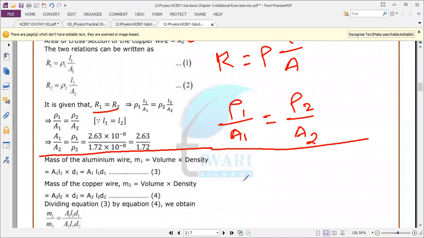Next, density formula. Density equals mass by volume. Then mass equals density into volume. So density D1, volume A into L, A1 L1 for the aluminum. Same thing for copper also, A2, L2, D2.